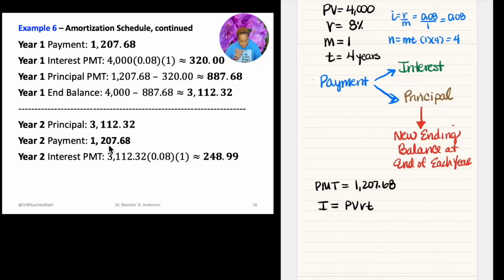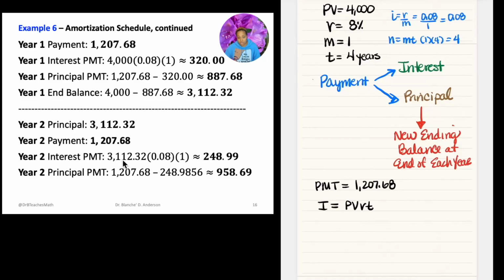$248.99. You're going to subtract that from your payment. What I'm doing here is I'm keeping all the decimal places so that I can limit the rounding error. When I show you the final amount, it's the rounded amount. But as you work through the problems, keep the decimal places.